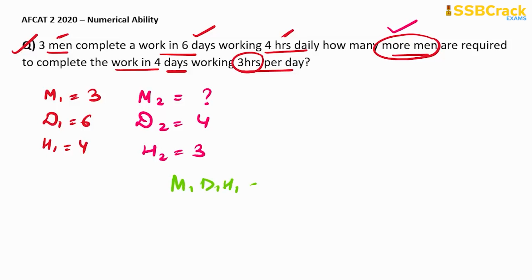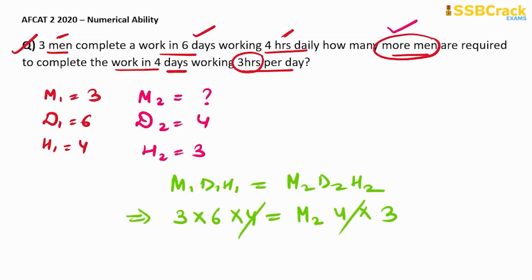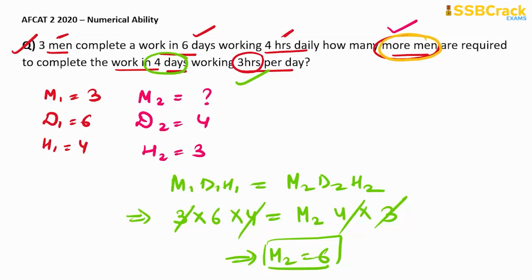So we can directly use the formula as I have just shown you. M1 D1 H1 is equal to M2 D2 H2, right? So here M1 is 3, D1 is 6, H1 is 4, equal to M2 is unknown, D2 is 4 and H2 is 3. So this 4 cancels this 4, this 3 cancels this 3. This implies M2 is equal to 6. Hence 6 men are required to complete the same work in 4 days, working 3 hours per day. But we have to calculate the number of more men required. So there were already 3 men. So the number of more men will be 6 minus 3, which is 3 men. Hence the answer for this question should be 3. I hope this question is clear to you now.